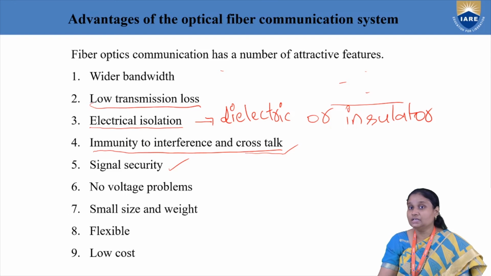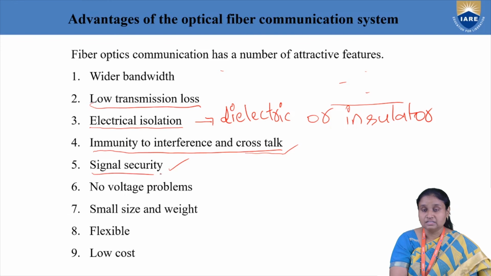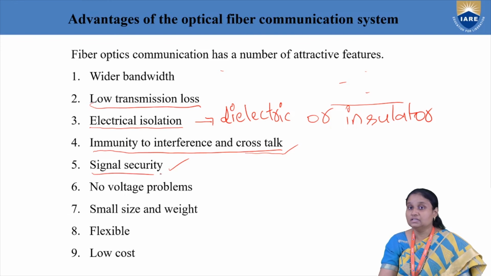Why can we easily detect it? Because our original signal will get distorted. Once your original signal gets distorted, we can detect it and make out that tampering is being done during propagation of signals. So that's why we say that there is signal security. We cannot tamper with the data that is transmitted through optical fibers.